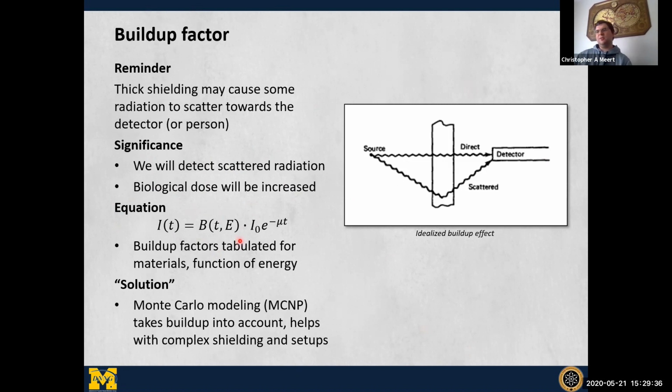These values just appear tabulated. They're tabulated for each material, and they're a function of the energy and the thickness of the shield. I mean, energy of the photon. And you just apply it to the same exponential attenuation equation.